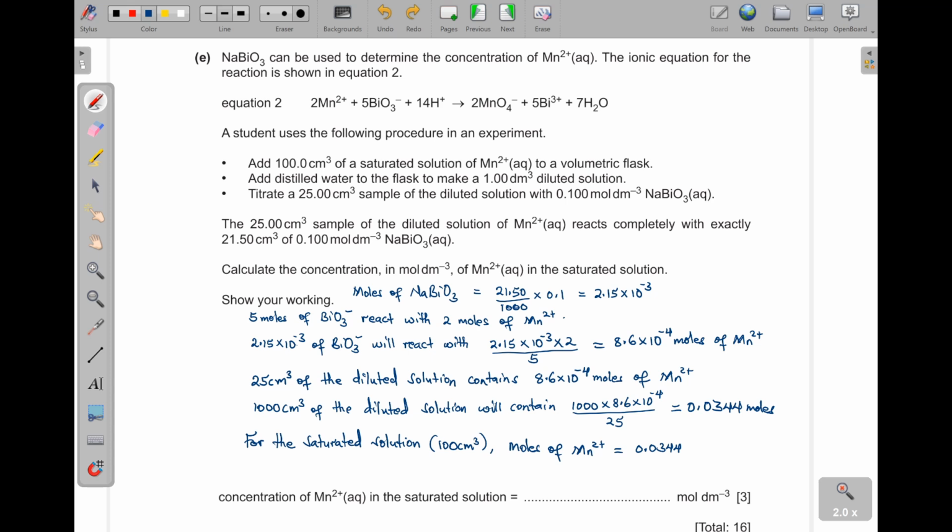Now, the saturated solution means you will need little water to add to that mass you are putting there. At first, you are using 100 cubic centimeters, but then you diluted to this mark here, to 1 liter, to 1,000. So how many of these 100 are in a liter? It is 10 of them. So just get this one here and multiply it by 10, and then your answer will be 0.344.